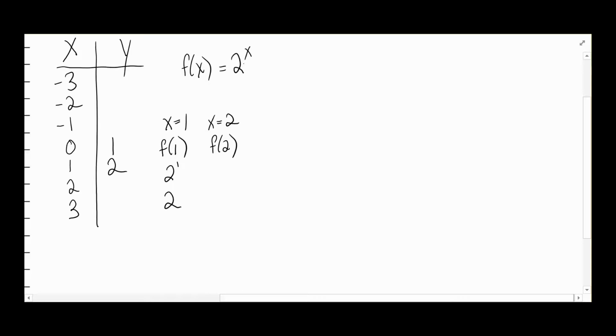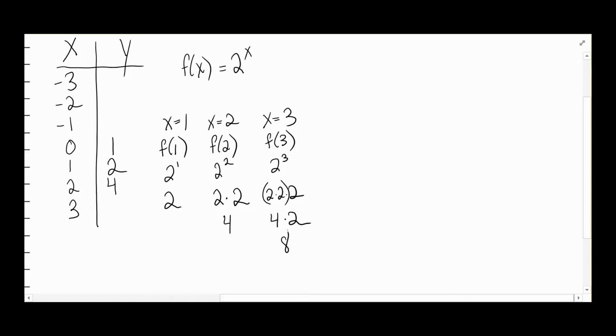We have 2 to the x power. If my x that I'm plugging in is 2, then I have 2 squared. 2 squared is 2 times 2, which is 4. What if x is 3? So f of 3 would be 2 cubed, which is 2 times 2 times 2, which basically means take the 4 that I got from the last one and multiply by 2 one more time. That gets me 8.